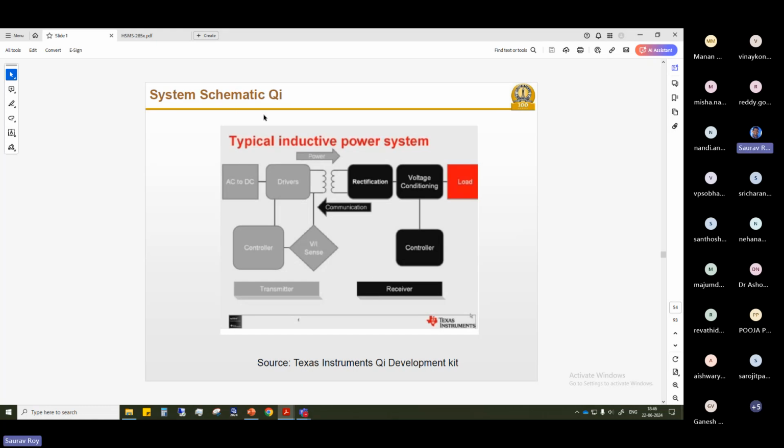So this is one scheme by Texas Instruments. They have a development kit called Qi. It works based on wireless power harvesting using energy coils, the inductive coils. You can look into their kit, it is very interesting.